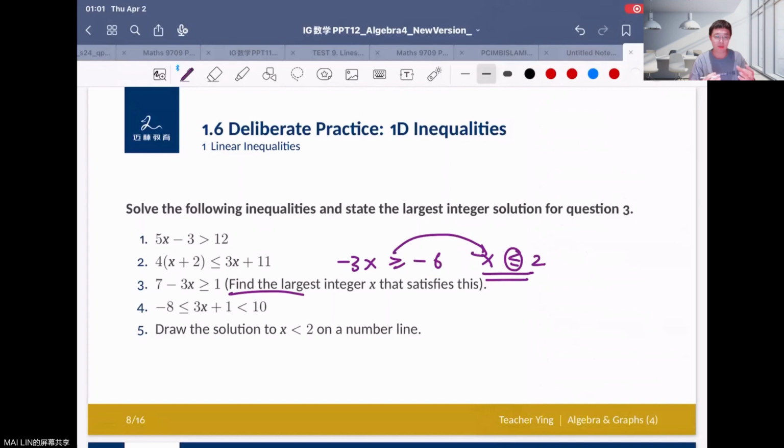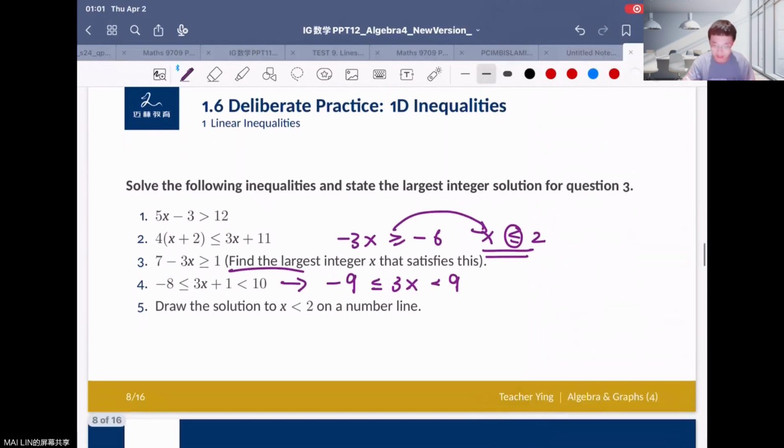And for the fourth problem, first we subtract 1 on both sides, right? So it becomes -9, because -8 minus 1 is -9, smaller or equal to 3x, and then smaller than 9, okay? And then you can divide by 3 on all the sides. That is -3 smaller or equal to x, smaller than 3. Okay, that is the fourth problem.